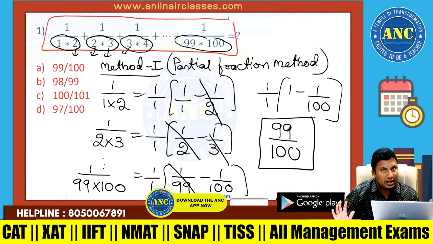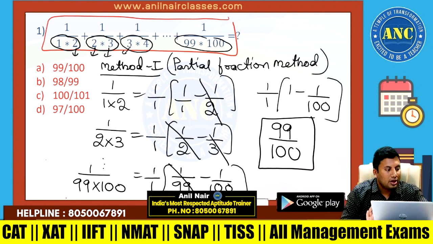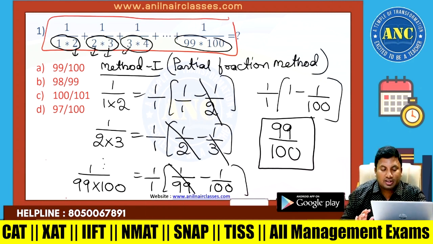I hope it is clear, right? 99 by 100. This is method 1. Most of the students know this method.